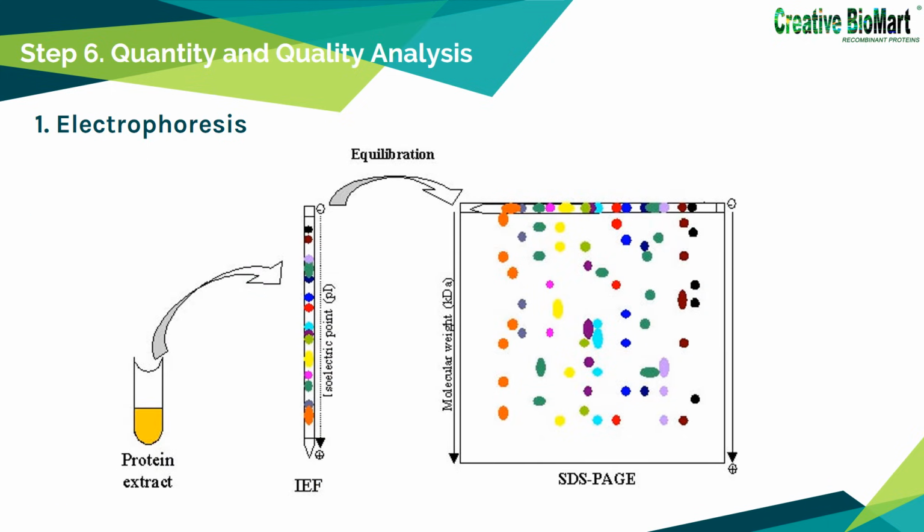Proteins with similar weight are less likely to have the same pI. Thus, using two-dimensional electrophoresis, proteins are separated in the horizontal direction on the basis of isoelectric point and in the vertical direction on the basis of mass.